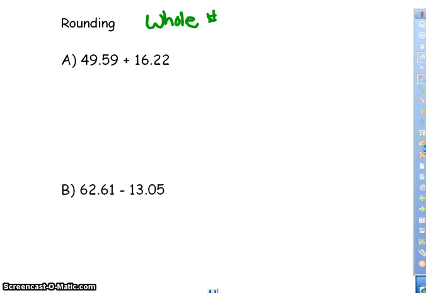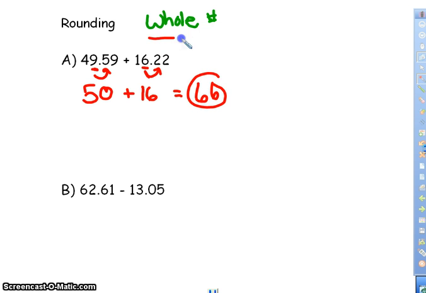So I have a 49, so it's a 9. I look back at the 5, so I should round this up to 50. Plus, then I have 16. Now when I look back at the 2, I know I'm going to keep it the same. So I have 50 plus 16. This is easy for us to add in our head, and the answer is 66. So once again, rounding to the nearest whole number.